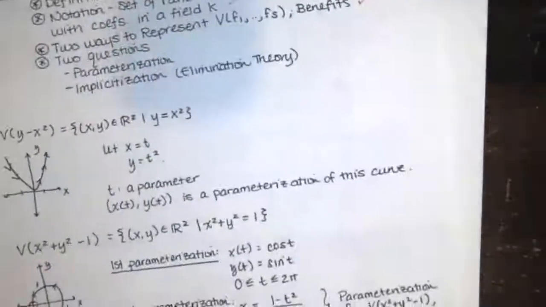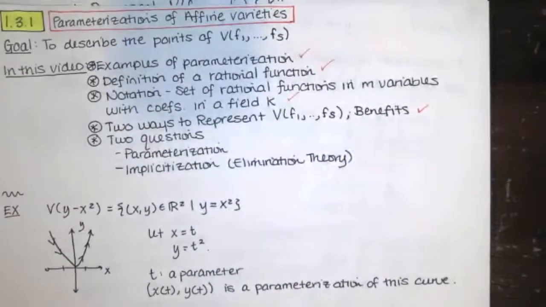We talked about examples of parameterization, the definition of a rational function, and the notation that we use for the set of rational functions in m variables with coefficients in a field k. It looks very similar to the set of polynomial functions in n variables with coefficients in a field k, but the set of rational functions happens to be a field itself.